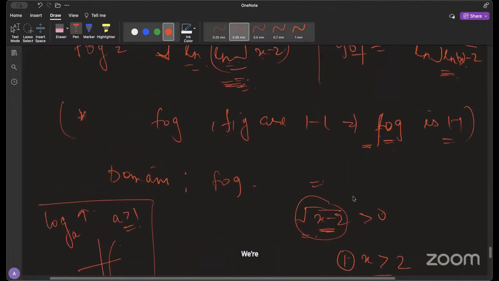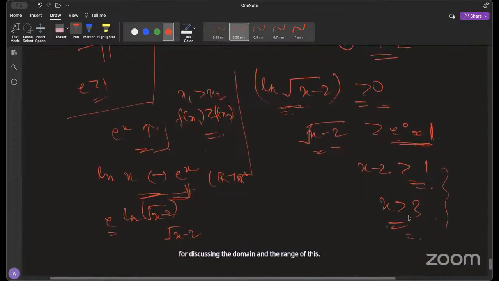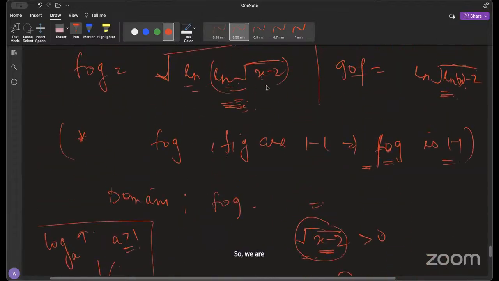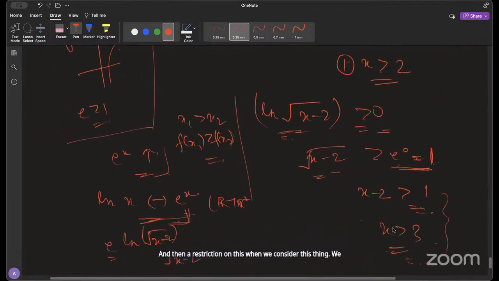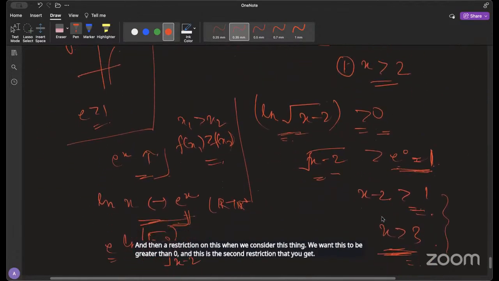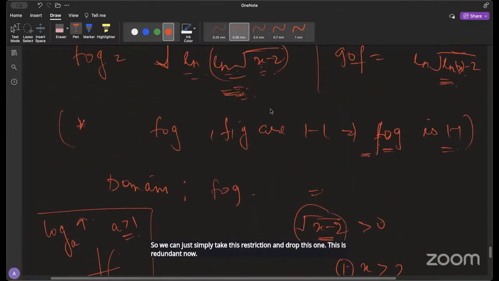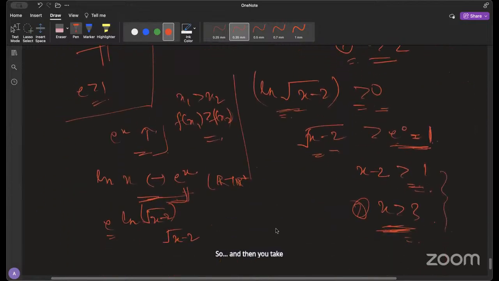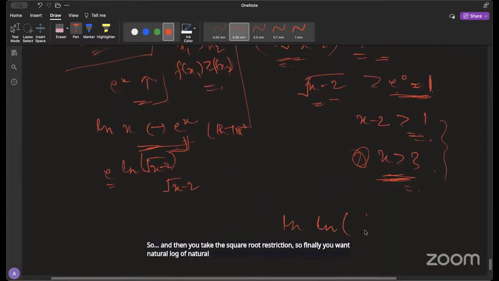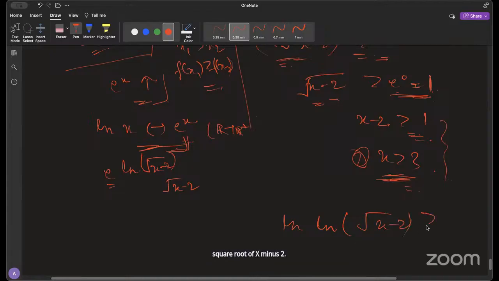Now we're discussing the domain and the range of this. So we are done till this part, right? We have seen there's no restriction on this. Then we get a restriction on this for x to be greater than 2. And then a restriction on this when we consider this thing. We want this to be greater than 0, and this is the second restriction that you get. So we can just simply take this restriction and drop this. This is redundant now. So then you take the square root restriction. Finally, you want natural log of square root of x minus 2 to be greater than 0 because it's in the square root, right?